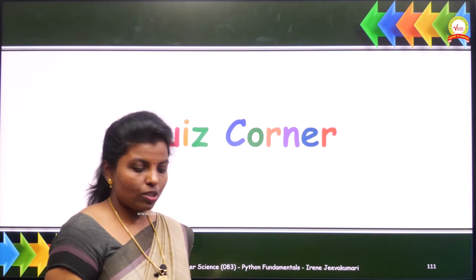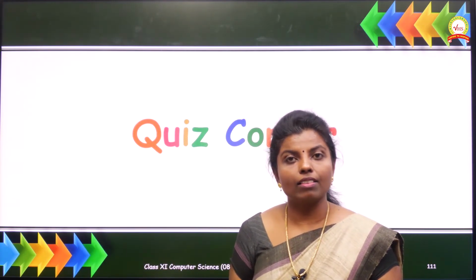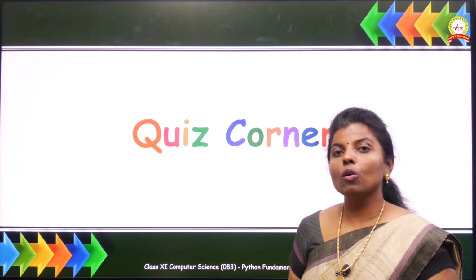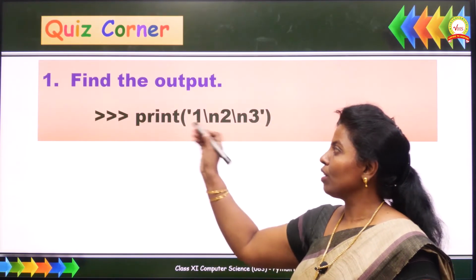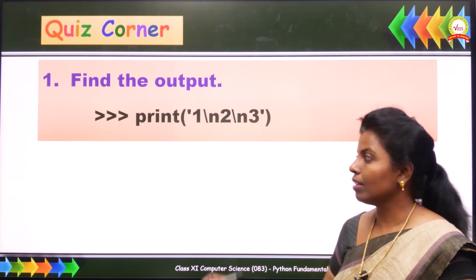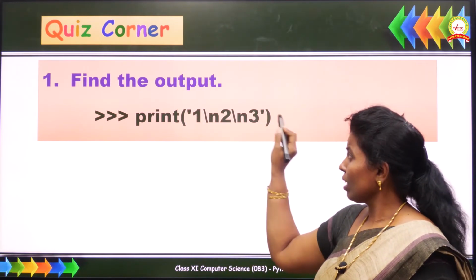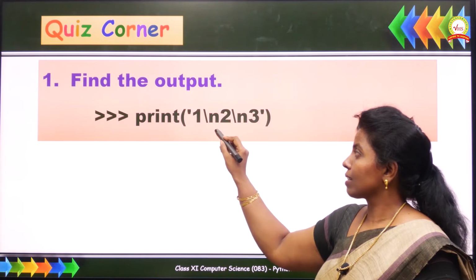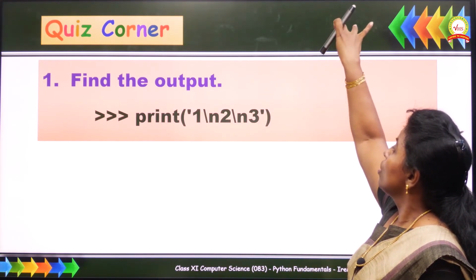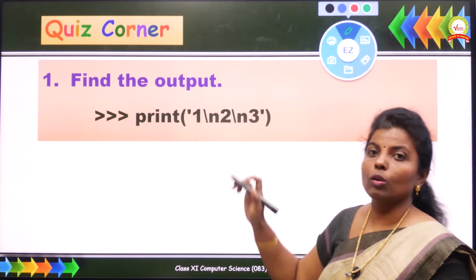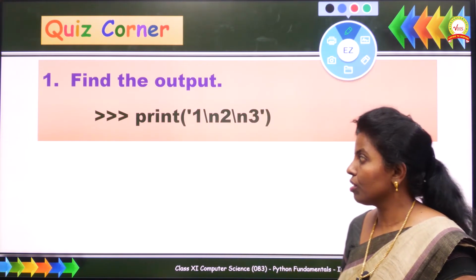Let us move on to the quiz corner. We have learned about literals, and in that we have learned string literals. Now let us move on to the quiz corner. The first question: find the output. What is the question given here? Print within quotes 1 backslash n, 2 backslash n, and 3 is given. How will this be interpreted and what answer will we get? Let us see now.